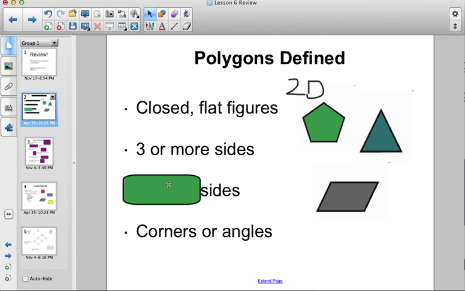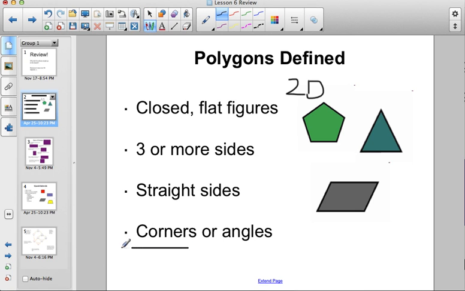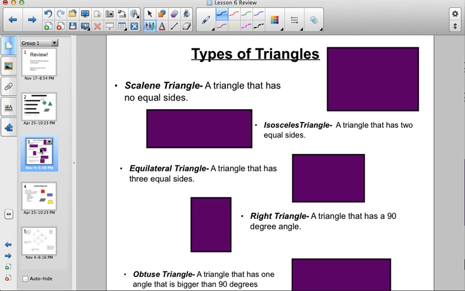And then we have straight sides. We know that there can't be any curves to the side because we need corners and we need angles. Okay, so of course, the minimum amount of sides we can have is 3. So here we have all the types of triangles.